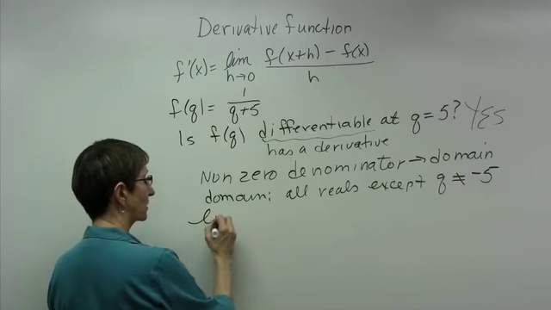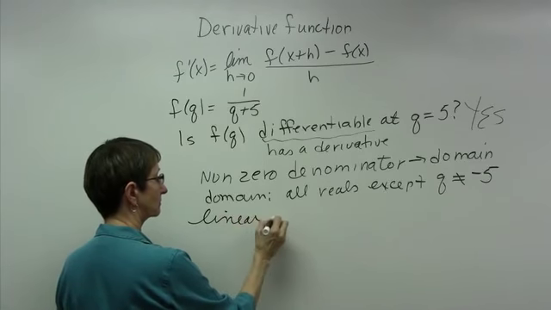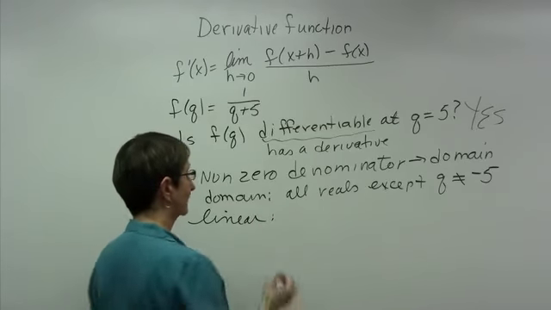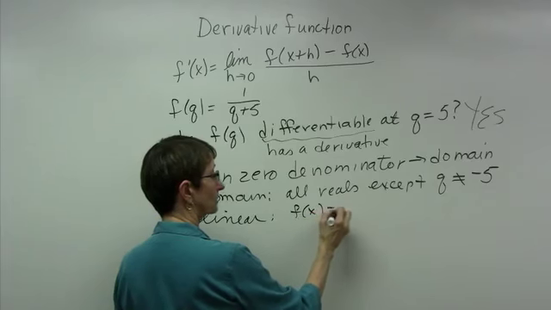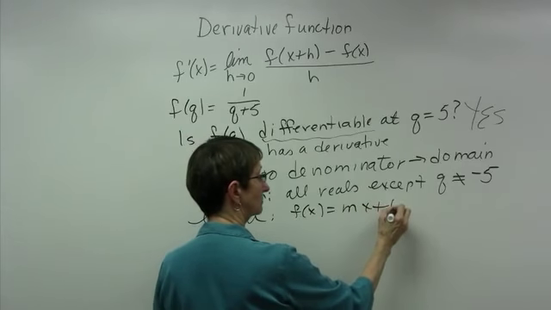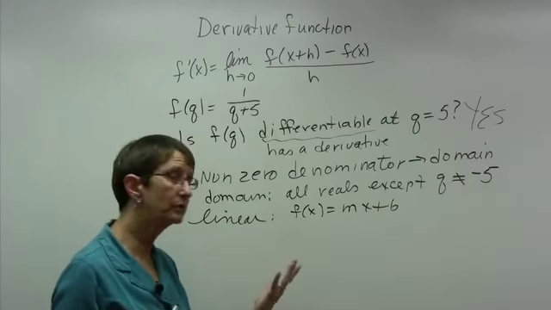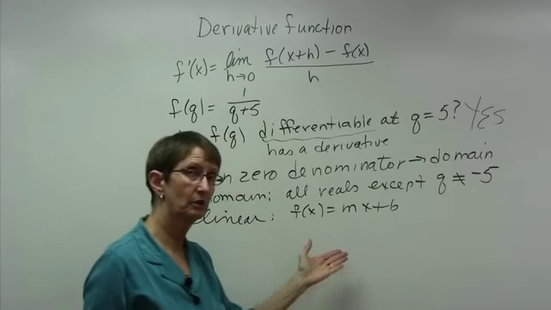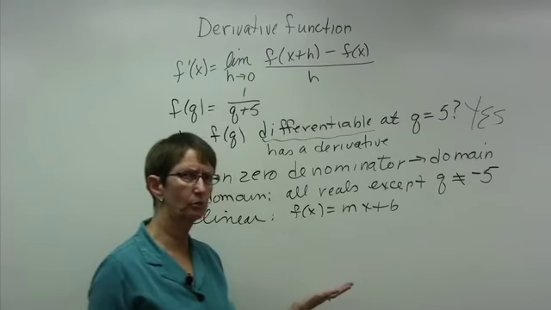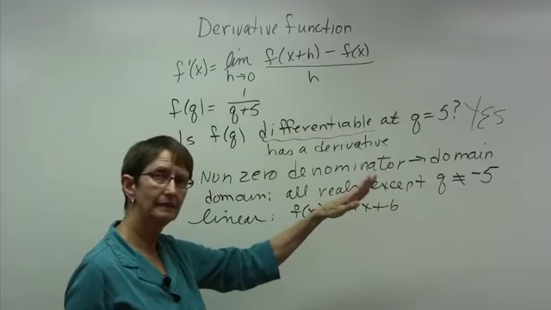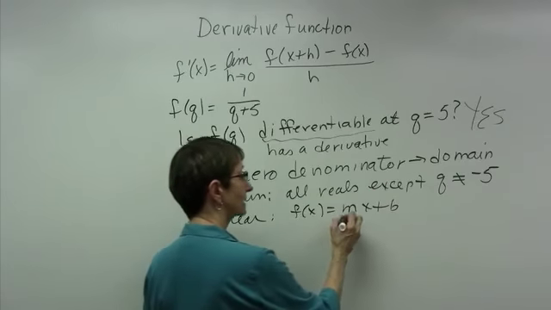If you have a linear function, straight line, f of x equals mx plus b. Now think about the derivative of a linear function. We've talked about linear functions numerous times. It's a straight line. It's got a constant slope.